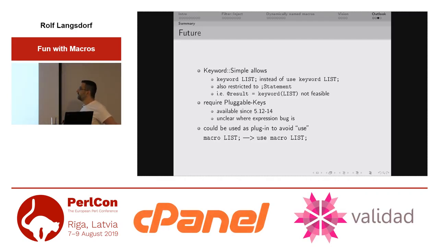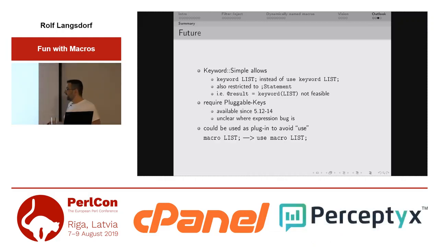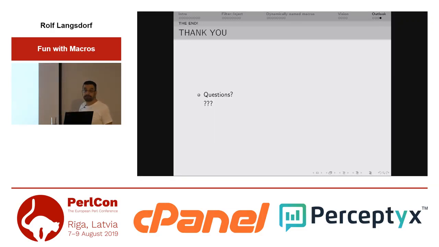So it has the same restriction. But I'm working on writing my macro framework in a way that you can just plug in Keyword::Simple. And if you really don't want the use macro expansion, you just write macro. So this means we have a stable framework, which works back, probably, I haven't tested it yet, till 5.8 or so. And we have a fallback. If we want to write a module which works till 5.8, we use the use syntax. If we don't want, we can avoid the use syntax. Thank you.